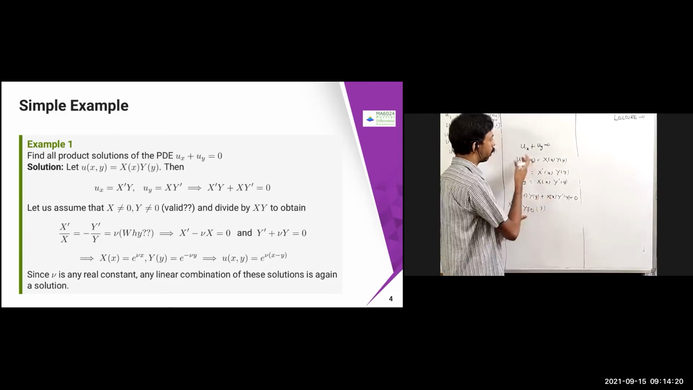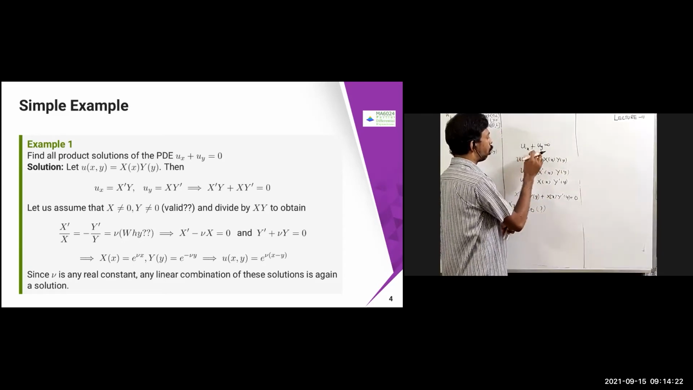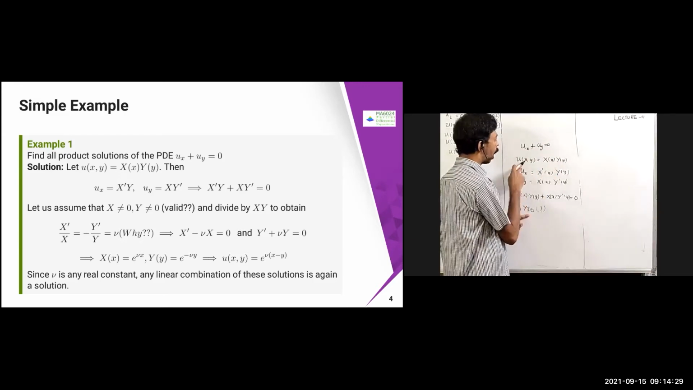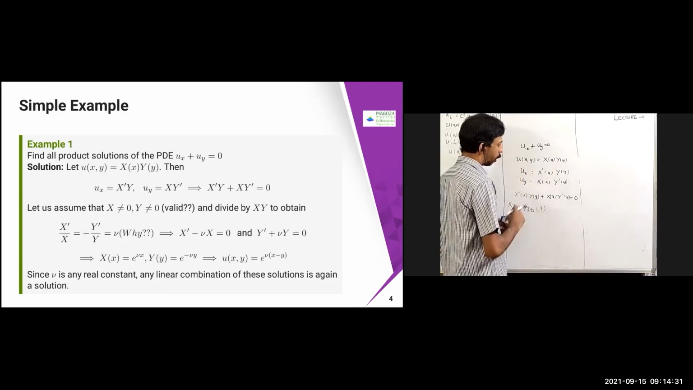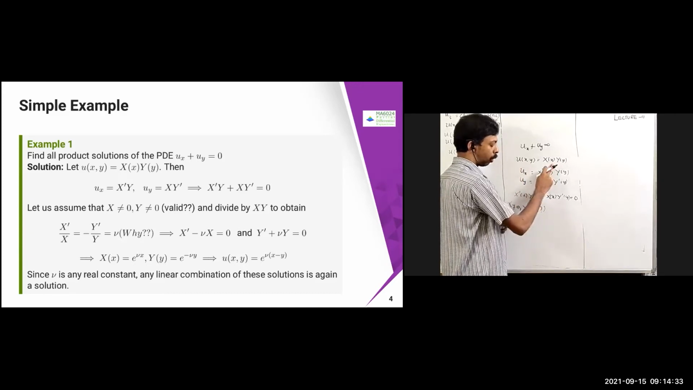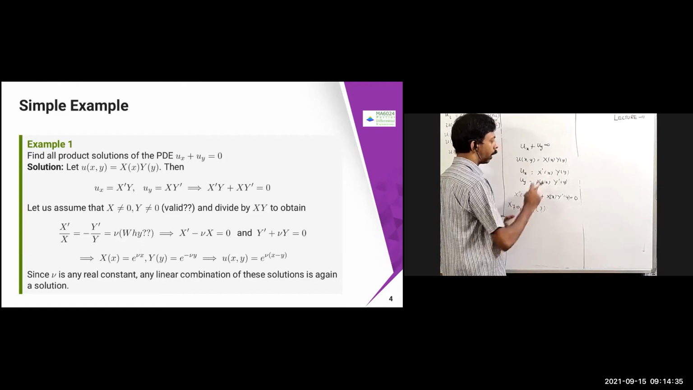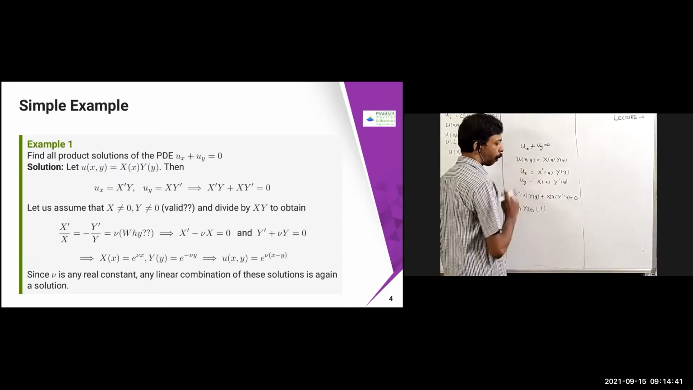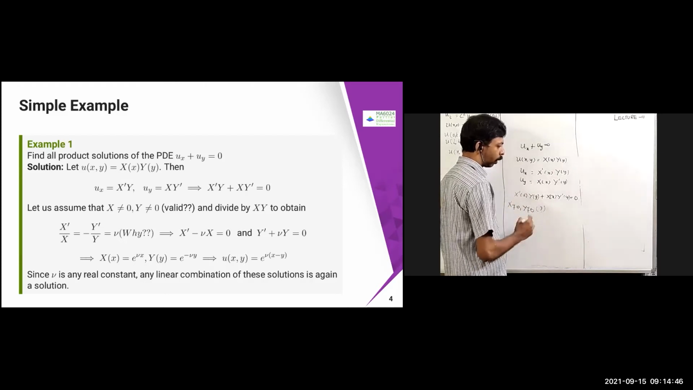A trivial solution is always satisfied. If u is 0, then automatically this is going to be 0. I'm not interested in a trivial solution; I'm expecting a non-trivial solution only. So if y equal to 0, automatically you are going to get a trivial solution. If x equal to 0, again you are going to get a trivial solution. If both are 0, I'm going to get a trivial solution only. So I'm going to assume x not equal to 0, y not equal to 0, then only I'll get a non-trivial solution. Therefore, I'm just going to divide the entire thing by x into y.